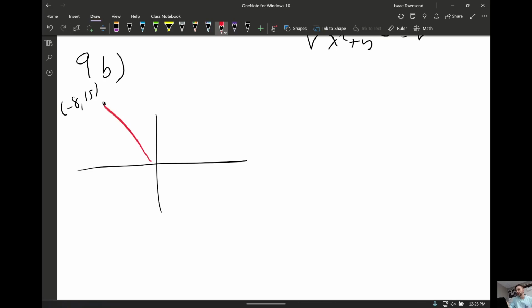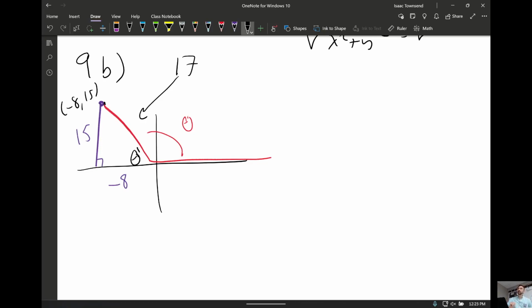Okay, so here's the original angle. We're going to call it theta. Take this point, draw it to the x-axis to get your reference triangle. To get to negative 8, 15, you're going left 8 and up 15. You can do Pythagorean theorem for the third side, but I do think this is a Pythagorean triple, 8, 15, 17. And then the angle that we look from is going to be this reference angle in here.